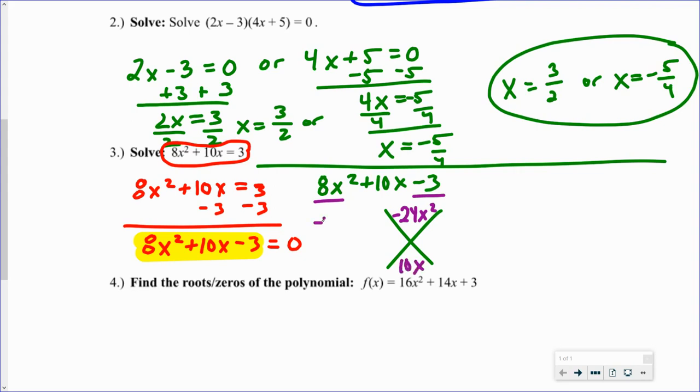I'm going to do that calculation over on the side, so negative 24x squared. So I'm thinking about factors of negative 24x squared that would add up to 10. So that should be a positive 12x and a negative 2x. 12x times negative 2x is negative 24x squared. 12x plus negative 2x is positive 10x, so that worked out nicely.